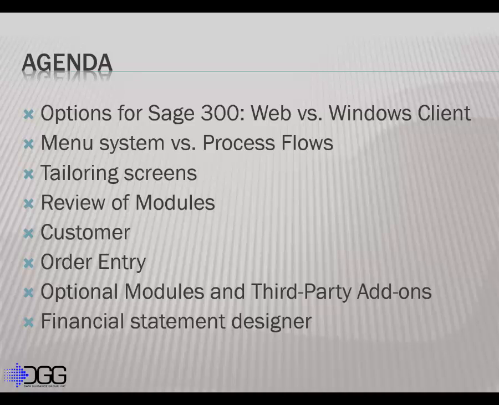We'll take a look at a customer record. We'll then take a look at kind of a deep dive in order entry and what we can do in order entry. And then after that, when we'll have gotten through the core system, we'll talk a bit about optional modules and third-party add-ons that are available, from report writers to systems that support different kinds of functionality that are not in the core modules.